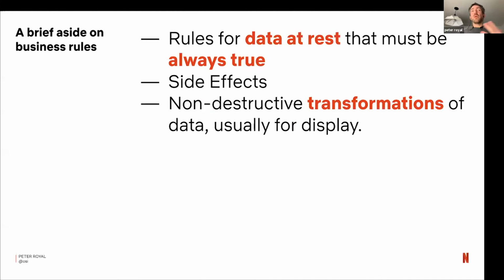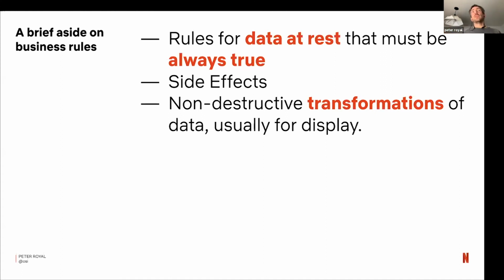For business rules, I like to bucket them into 3 buckets. The first one is rules for data at rest that must be true at all times. This is your classic cardinality constraints, nullability, things that must be adhered to at all times.